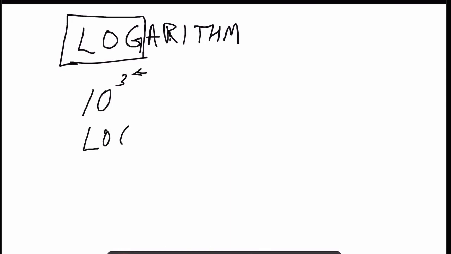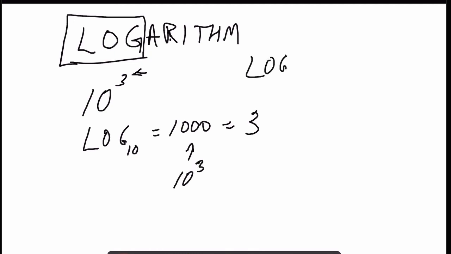So the log base 10 of 1,000 is 3, because 1,000 is 10 to the 3rd. The log base 10 of 100 is 2, because 10 squared equals 100, and that 2 is going to be the log.